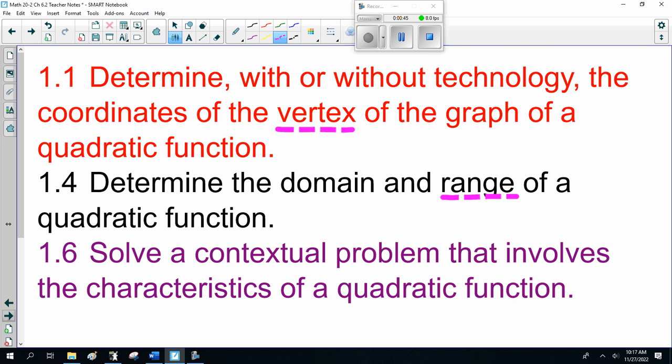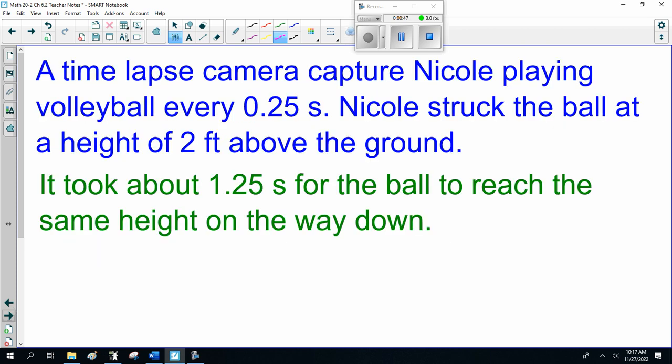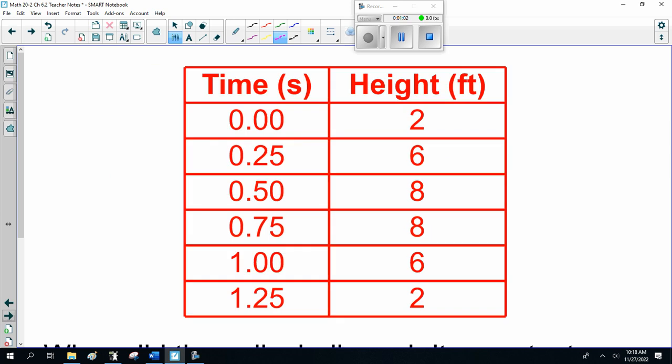So, vertex and range. Here, a time-lapse camera captured Nicole playing volleyball every 0.25 seconds. Nicole struck the ball at a height of 2 feet above the ground. It took about 1.25 seconds for the ball to reach the same height on the way down. Here's a table of values: time versus height in feet. 0, 0.25, 0.5, 0.75. Anyway, a bunch of questions go with this.